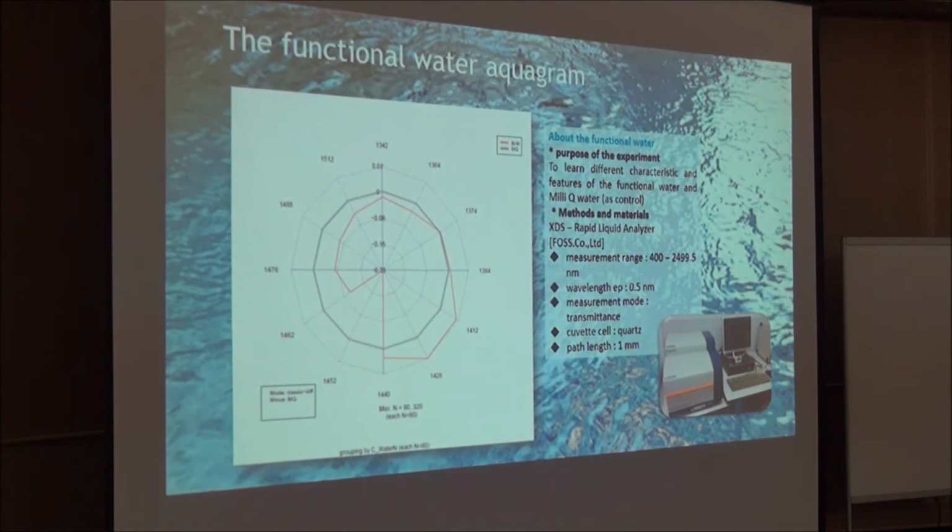So this is the functional water aquagram. Maybe you can understand why it dries so quickly, because it's obvious there is a lack of dispersion and much hydrogen. So that's why it helps to depart from the molecule, and helps us to dry it quickly.